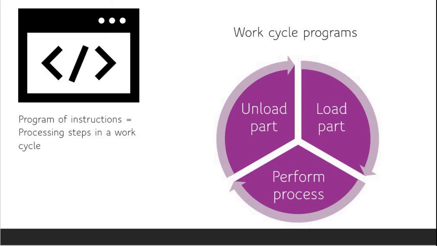Okay, in a more complicated system, this involves multiple steps that are repeated with no deviation from one cycle to the next. So a typical sequence of steps is firstly load the part into the production machine, second perform the process, and third unload the part. During each step there are one or more activities that involve changes in one or more process parameters.